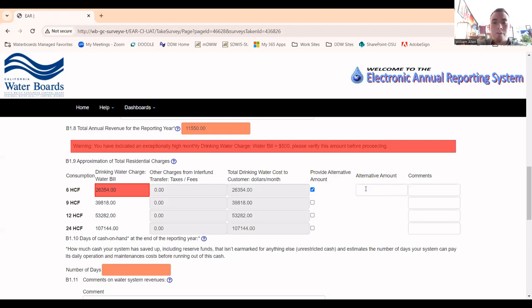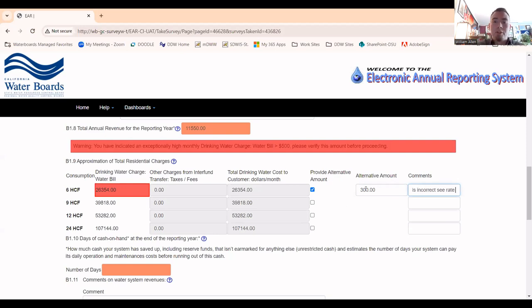And you can provide an alternative amount. We'll say, no, that looks completely wrong. If we were going to charge customers for 600 cubic feet of water for a month, I'd say we charge them, I don't know, $300. So you could type in the 300 and write a comment saying, auto calculation is incorrect. This is how much we would charge. Please see rate structure submitted, or something like that.